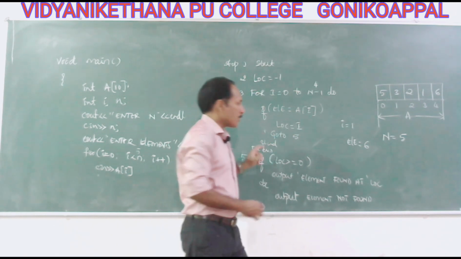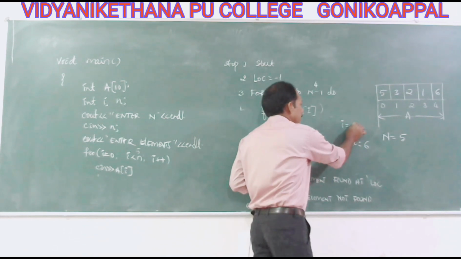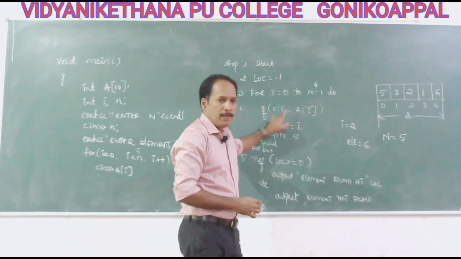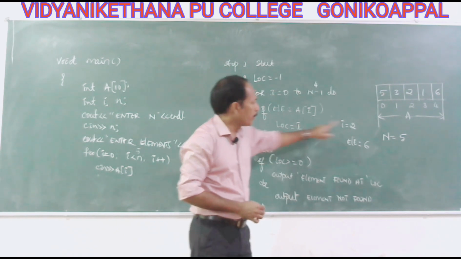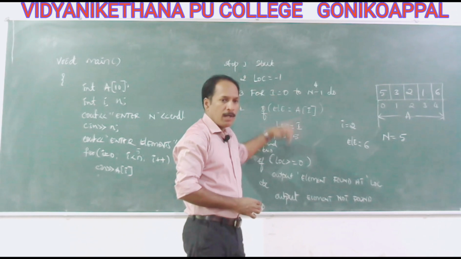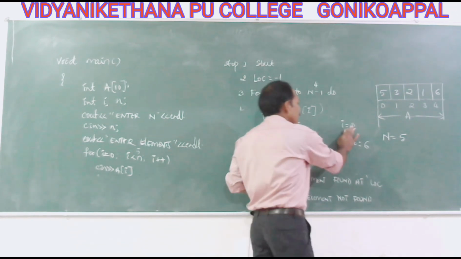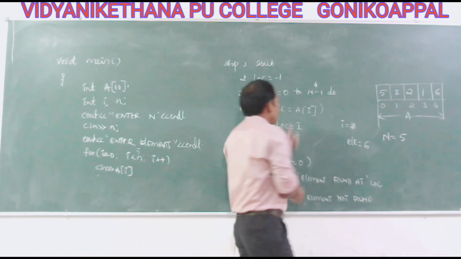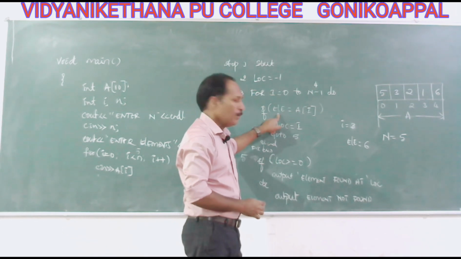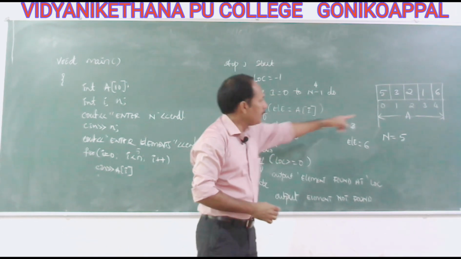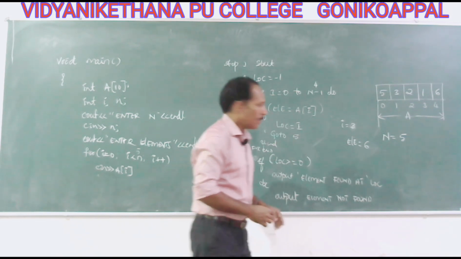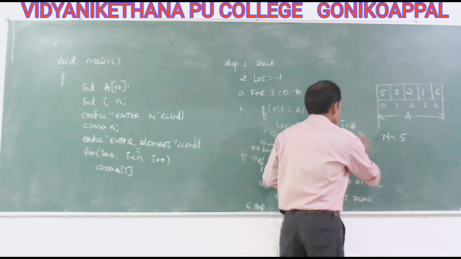Then I plus plus. For n, I plus plus, I becomes 2. 2 is less than 4. Again repeat. The element is 6 and A of 2. Right now A of 2 is 2. So 2 and 6 are not same. I plus plus. So I becomes 3. 3 is less than 4. Yes, repeat. Element you are looking for is 6 and A of 3 is 1. So 6 and 1 are not same. So I plus plus. So I becomes 4.